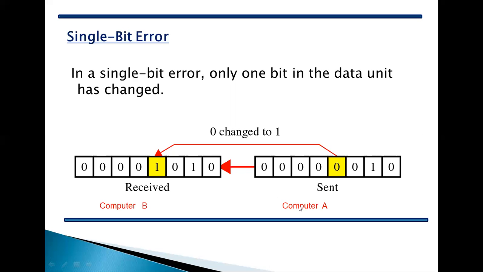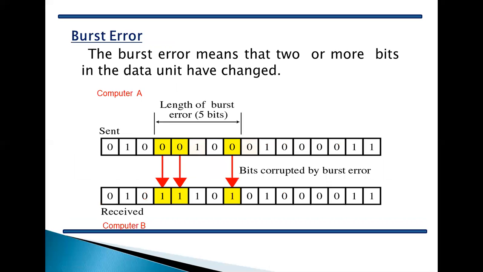Example, computer A is a sender, computer B is a receiver. Computer A sends some 8-bit data. Computer B receives the 8-bit data, but one 0 bit is changed to 1. That means a transmission error has occurred. That is called a single bit error. Only one bit is changed, 0 to 1 or 1 to 0. Okay. Next one, burst error.